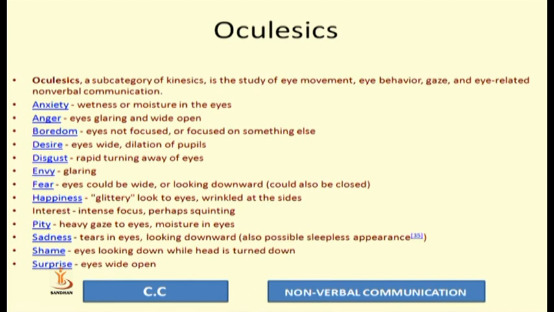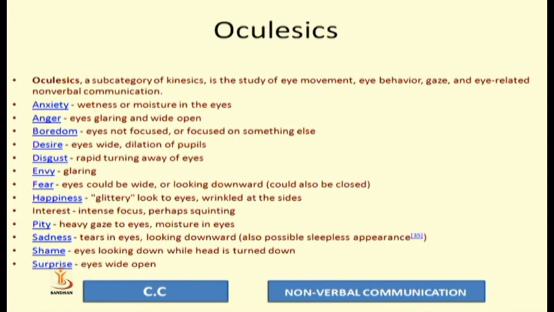Disgust, rapid turning away of eyes. Envy, glaring, when you don't like someone, when you're having a bad competition with someone, it can be easily reflected from eyes. Fear, when you are afraid of something, eyes would be wide or looking downwards. For example, imagine when you were very young, father or parents scolding you. What happens? Eyes could be wide, but they are looking downwards. Why? Because out of fear and at times out of respect also.